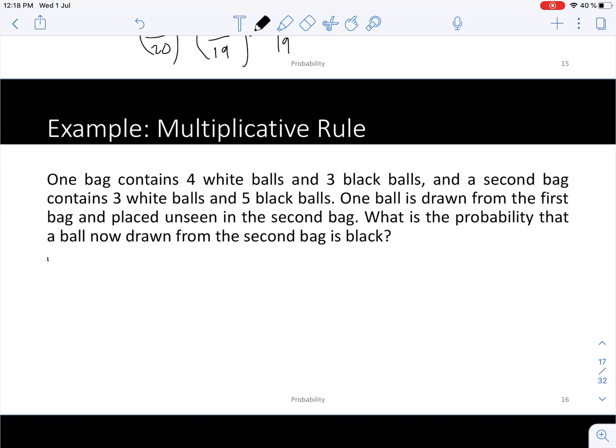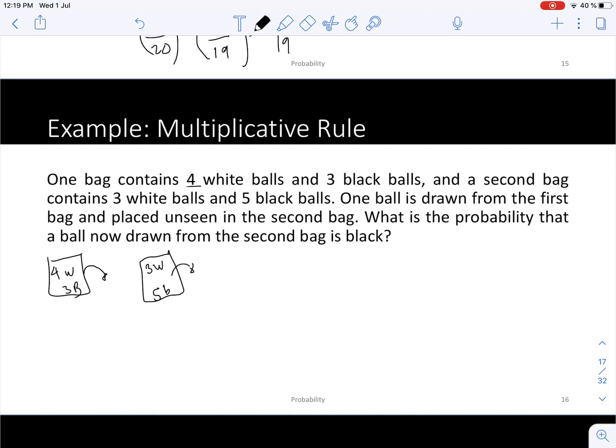So let's represent the problem here. In the first bag we have 4 white and 3 black. And in the second bag, initially we have 3 whites and 5 blacks, right? So the question here is what's the probability that a ball taken from the second bag is going to be black. However, there is a previous event. Remember that one ball is taken from the first bag and we don't know which color it is, right? So we need to account for the 2 possibilities.